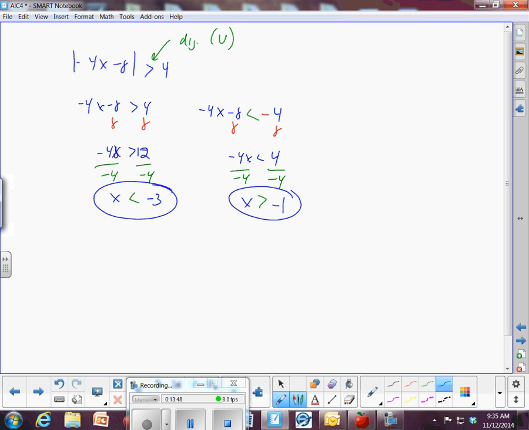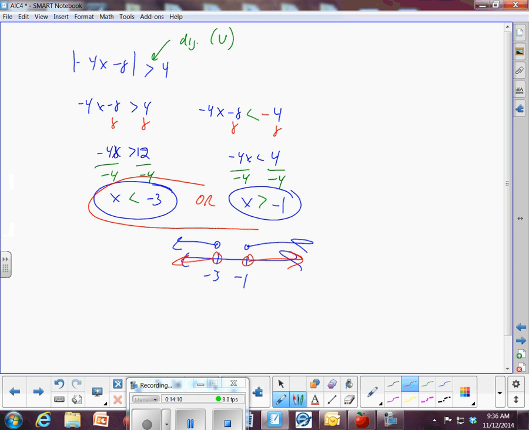Now, when you look at this answer on a number line, here you are at negative 3, here you are at negative 1, circle left, circle right. So again, values negative 3 and lower, values negative 1 and higher. I already have the bigger one to the right. If I put the word or between them, that's my solution of the disjunction.